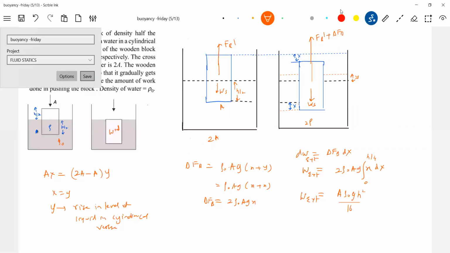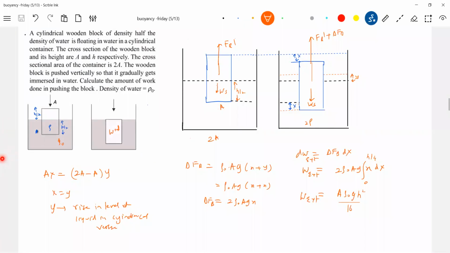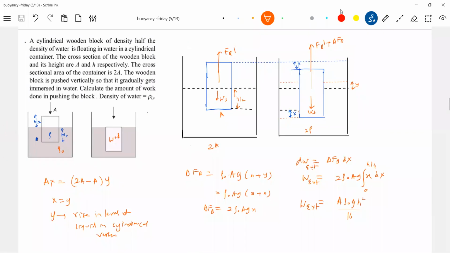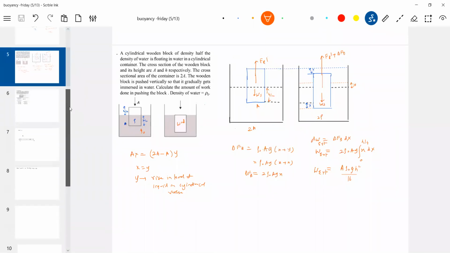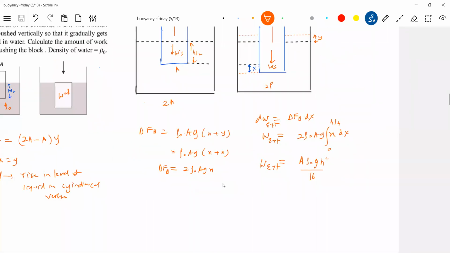Some question he has made. I'll scroll down, we'll take the next one. One more question is there related to this. One more small idea, let me share that also.